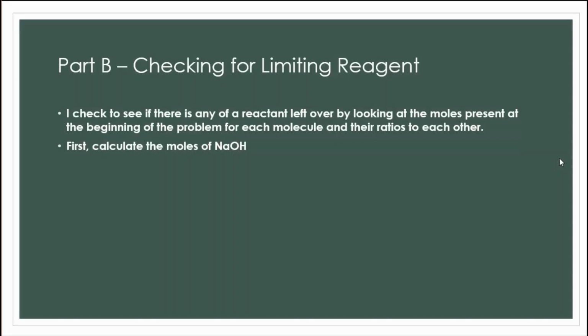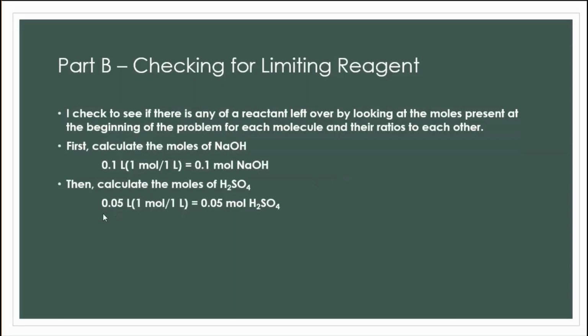First, calculate the moles of NaOH. 0.1 liters, which is equal to 100 milliliters, times 1 mole per liter, which is equal to 1 molar, equals 0.1 moles of NaOH. The liters cancel out and you're left with just moles. Then we'll do the same calculation for H2SO4. 0.05 liters, which is equal to the 50 milliliters from the question, times 1 mole per 1 liter, once again, 1 molar, is equal to 0.05 moles of H2SO4.